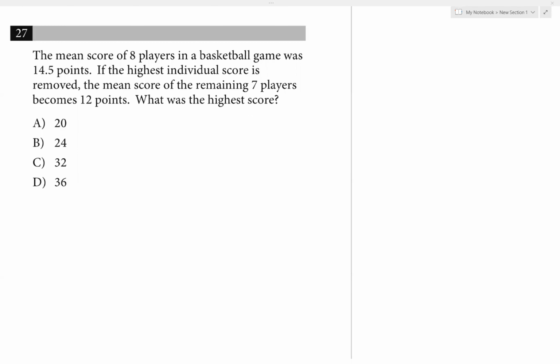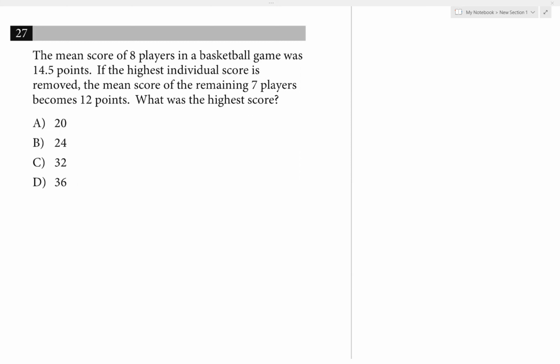Okay, question 27. The mean score of 8 players in a basketball game was 14.5 points. If the highest individual score is removed, the mean score of the remaining 7 players becomes 12 points. What was the highest score? Okay, so this question is about the mean, which means the average.